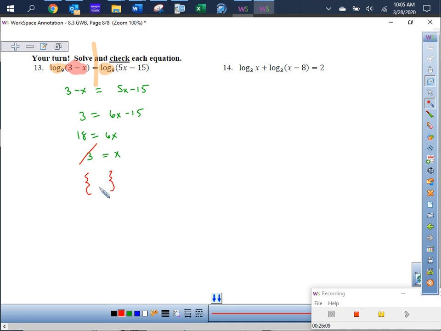We can put the brackets with nothing inside, or you could put the circle with the slash through it. Just don't put them inside each other. It doesn't work that way. It's either like this or it's like this. So that didn't work. And then the last guy here, let's give him a shot.